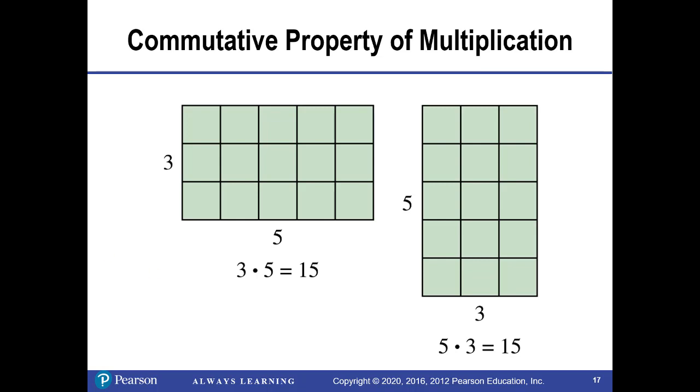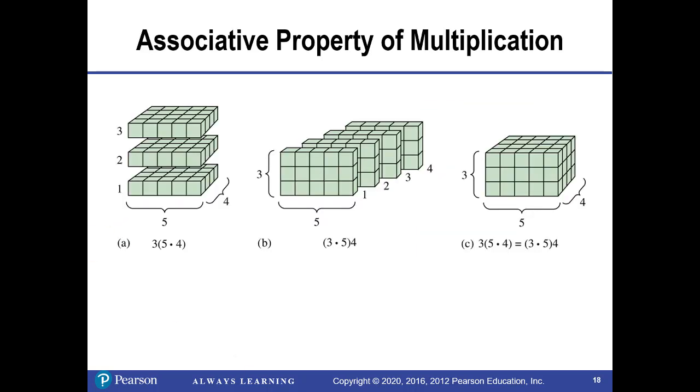So we could display that here. On the left, we have an example of 3 times 5. On the right, we have an example of 5 times 3. In terms of the associative property, we always do parentheses first, remember. So we have 5 times 4, that's this flat piece, and then we have 3 of them, that makes 60. Here we have 3 times 5, that's this flat piece, and we have 4 of them. So we have 15 times 4, that also makes 60. They're the same.